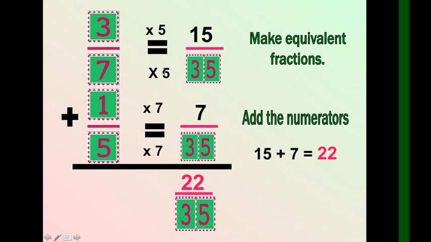Kung anong ginawa mo dito sa kanyang denominator, ganun ang gagawin mo sa kanyang numerator. So kung nag-multiply tayo ng 5 sa 7, mag-multiply din tayo ng 5 sa 3, which is 3 times 5 is equal to 15. And here, we have times 7, which is equal to 7. We now copy the denominator because they have now the same denominator. Pwede na natin i-add ang 15 and 7. 15 plus 7 is 22. Therefore, our final answer is 22 over 35.